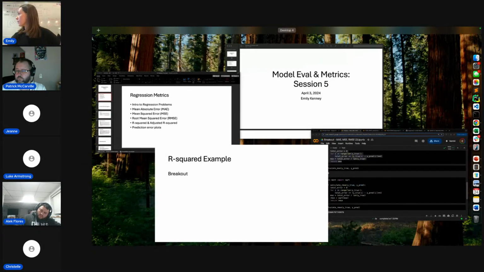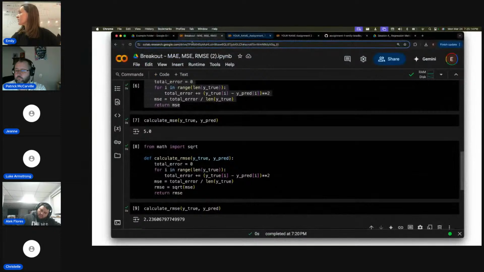We do have a breakout in here. Let's take a look at that.